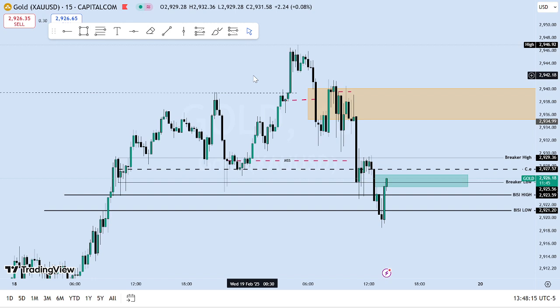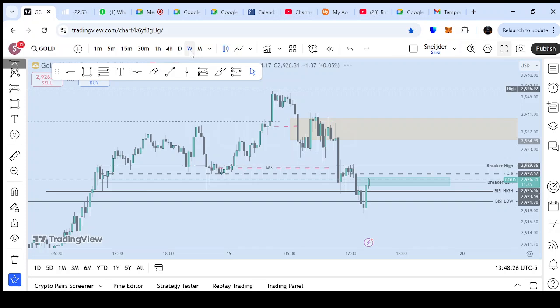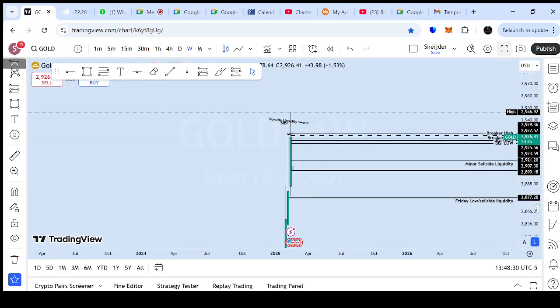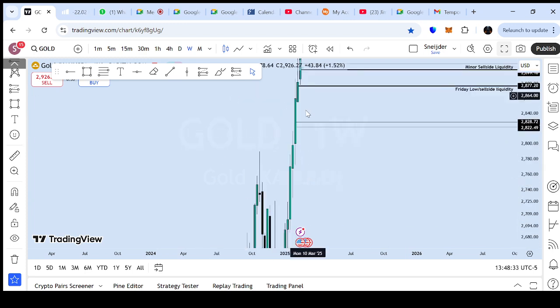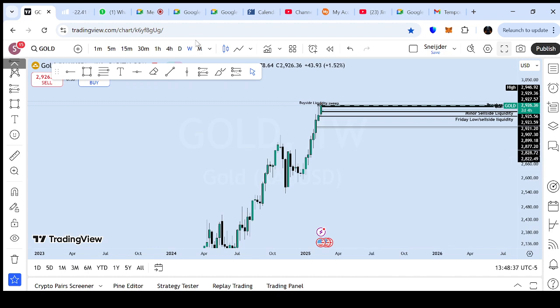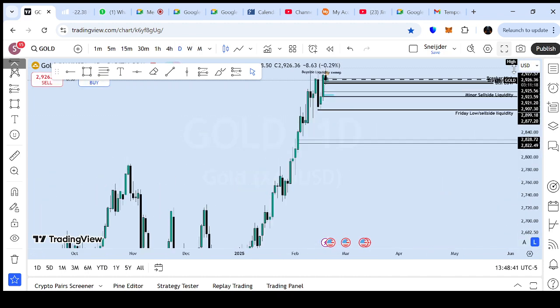You just have to have a narrative of where price is going and what price is doing in a higher time frame. Higher time frame, you can see this 15 minutes. You can go to weekly higher time frame. We have been bullish on gold for some weeks now. Going to daily, you can see different price action.